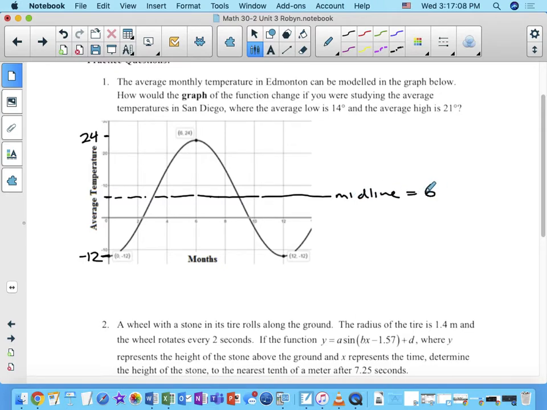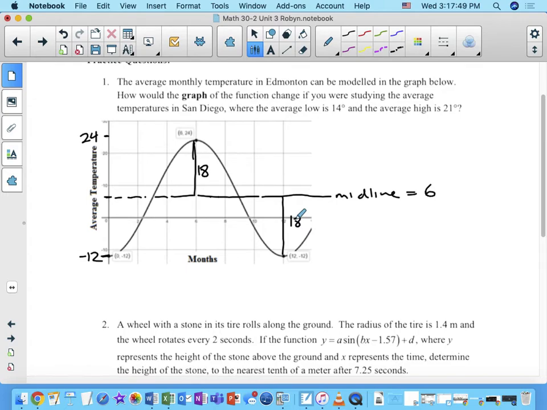And what does that represent? What does that tell us about Edmonton? Yeah, it's the average temperature. Correct. Okay, what is the amplitude of this function? 18, yeah. So basically, throughout the year, the temperature can go up 18 degrees or down 18 degrees from 6. So that's the amplitude. That's the amount of variance from the average. How much does the temperature vary from 6 degrees? It can go up 18 degrees, it can go down 18 degrees.